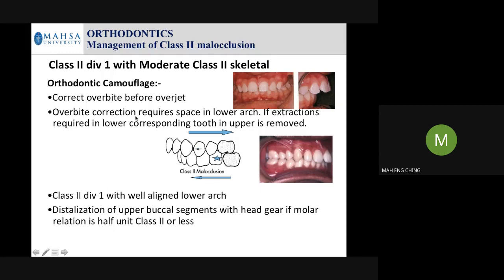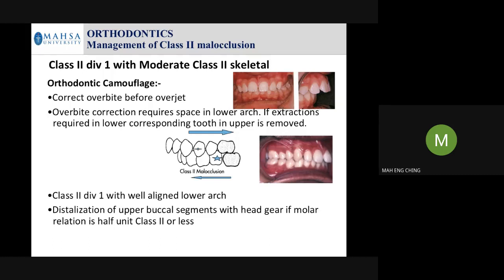So overbite correction requires space in the lower arch. If extraction is required in the lower, the corresponding teeth in the upper are removed. So a lot of the time you have to balance the extraction. Imagine you have an uneven number. Let's say you have a lesser number of teeth on the top, then it becomes class 3. If a lesser number of teeth at the bottom, it becomes class 2, more class 2.